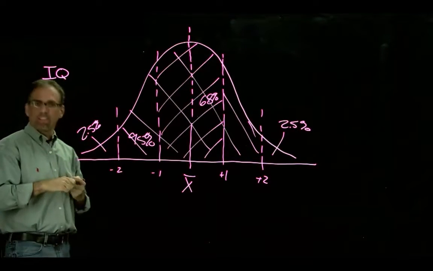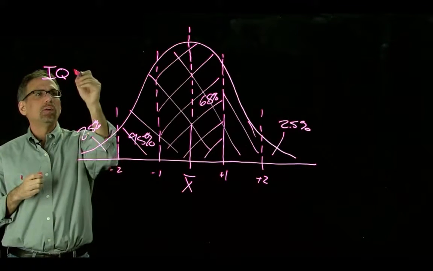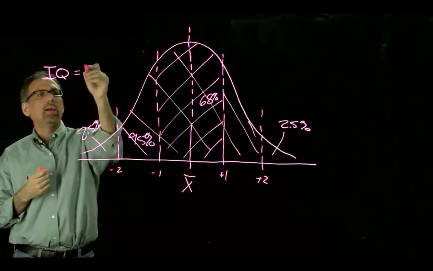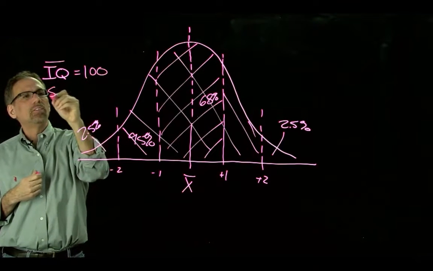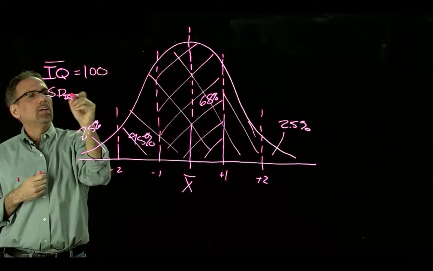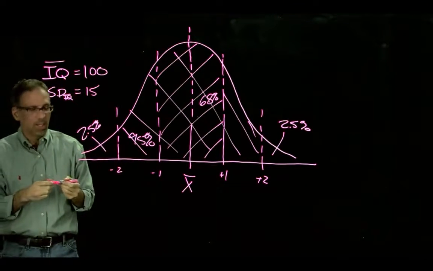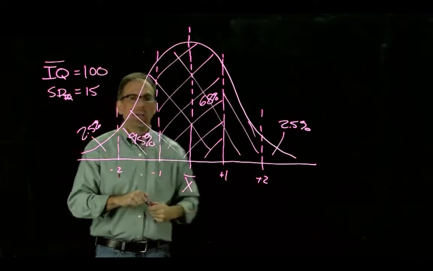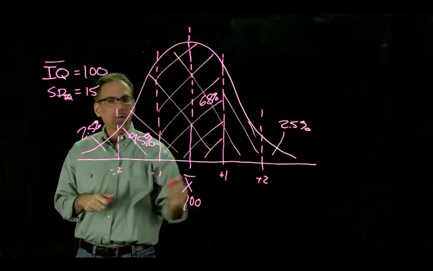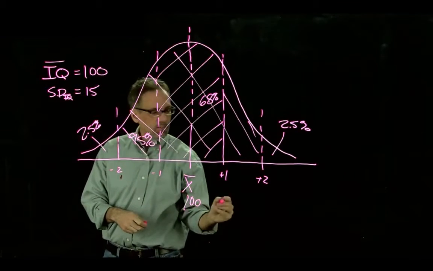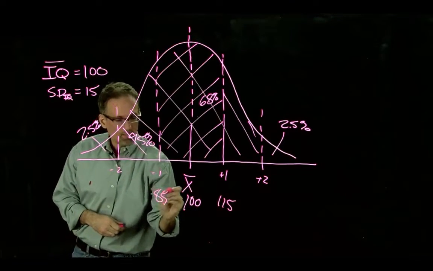Now let me just translate that into IQ for you for a second to make it a little bit more clear. IQ is usually scaled in such a way that the mean is 100, and the standard deviation of IQ is 15. That's the way it's usually scaled. All right, so that means what? That means here's the mean, 100, right here in the middle. And then if I go up 1 standard deviation, that's an IQ of 115. If I go down, it's 85.